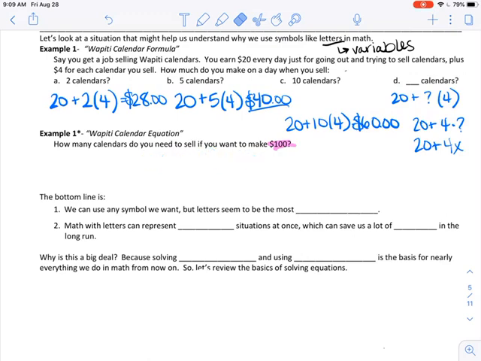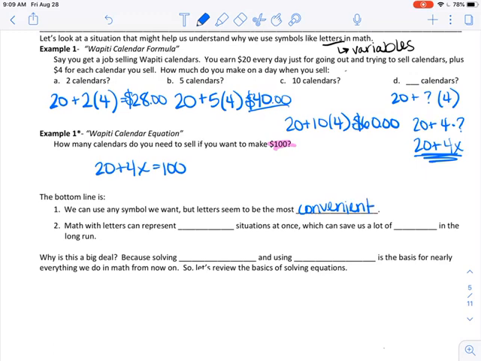So they wouldn't be able to get the exact amount right on the first go. That's why we make an equation. We take this stuff. This is the amount we make from selling however many calendars we're going to sell. And we'd say, I want that to equal 100. Bam, you have an equation you can now solve, and you only have to solve the equation. You don't have to guess and check. You don't have to check a million numbers. And this is particularly useful when your number is like a really ugly decimal number. So the bottom line is we can use any symbol we want, but letters seem to be the most convenient.